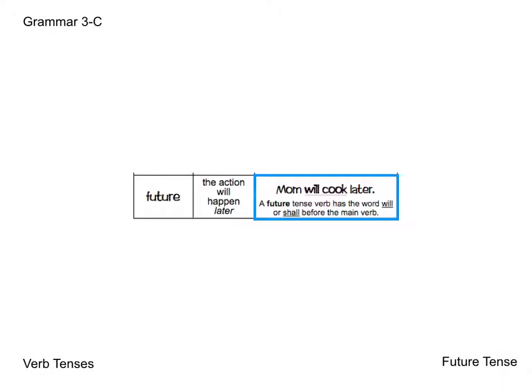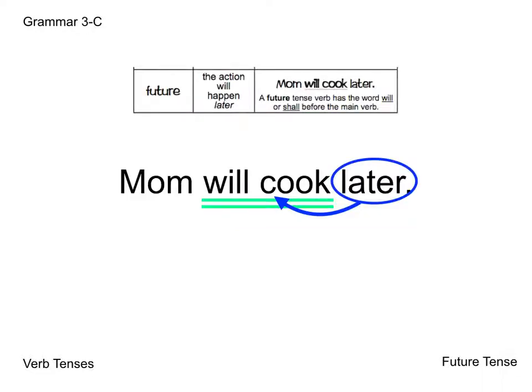Now let's look at this a little closer to make sure you're not getting confused with helping verbs and adverbs. So I'm going to blow up this, and here we have Mom will cook later. Notice that will cook is our verb, and then later is our adverb. So will always be a verb, and later and other words like that are adverbs describing the verb. Will never be an adverb.